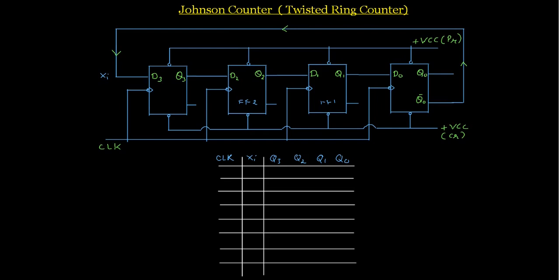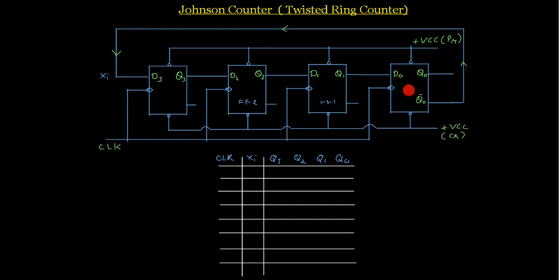Basically, this Johnson counter is a modified version of a ring counter. In the ring counter, we know that the output of the final flip-flop is connected back to the input of the first flip-flop. But here, the complement of the output of the final flip-flop is connected to the input of the first flip-flop. Otherwise, here if you see, we have 4 different flip-flops, so this is a 4-bit Johnson counter.